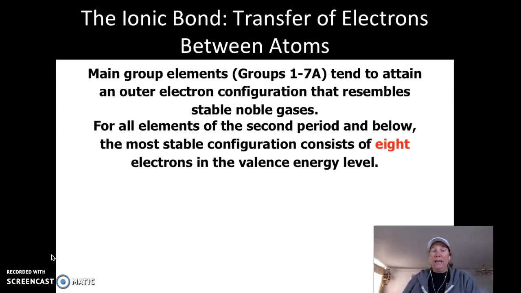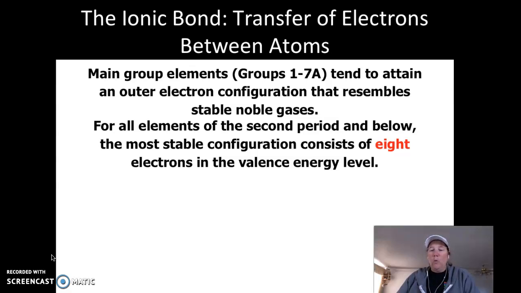Okay, and again, it's going to occur between those first two columns and those last 6, actually the last 5, because remember, the noble gases won't form any kind of compounds. But the magic number, the stable configuration, is 8. When they have 8, they're happy, except for hydrogen. Hydrogen only needs 2. Okay, that's all it's got room for.